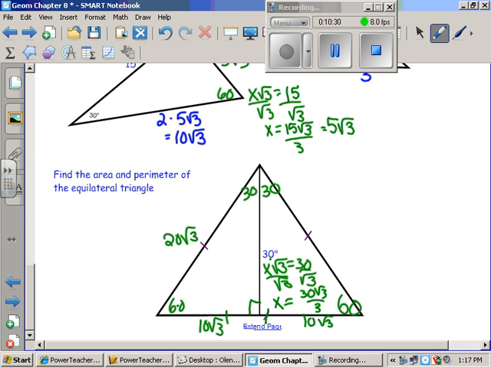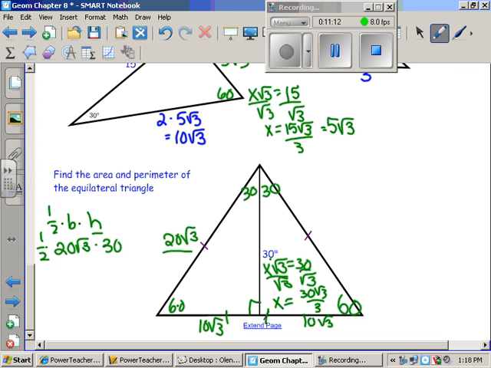So if I do 1/2, the area of a triangle is 1/2 times base times height. All right, so the base is 10 square root of 3 plus 10 square root of 3, which is 20 square root of 3, which makes sense because it's equilateral, and we already know this side's 20 square root of 3. So then times 20 square root of 3. I'm sorry, that's wrong. It's times the height, which is 30, because remember the height is perpendicular to the base.